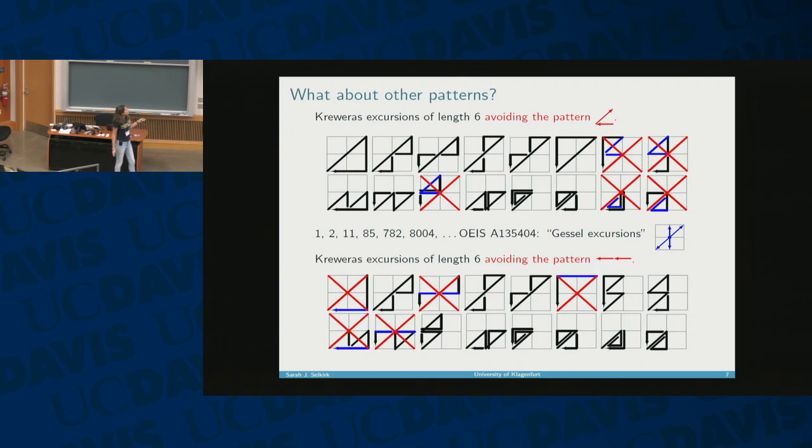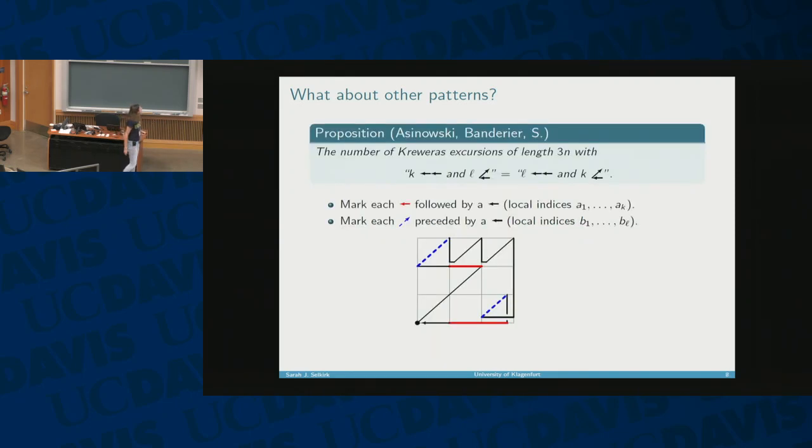And if we look at the ones that avoid west-west and the ones that avoid west-northeast, you can see this is not the same paths, and we can ask questions about what is really going on, and can we find a bijection between these two? Because it's not immediately obvious that they are related. And the answer is yes.